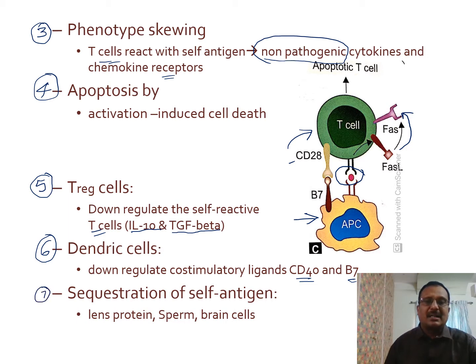And the seventh one is sequestration of self antigen. Some of the antigens are present in areas where they are never exposed to the immune system of the host, like lens protein, which is present in the lens capsule of the eye, spermatozoa, and brain cells. All these are hidden in various parts of the body and are never exposed to the self-reactive T lymphocytes, so there is no possibility for bounding an immunological response. By all these means, the individual will attain immunological tolerance against the self antigens.